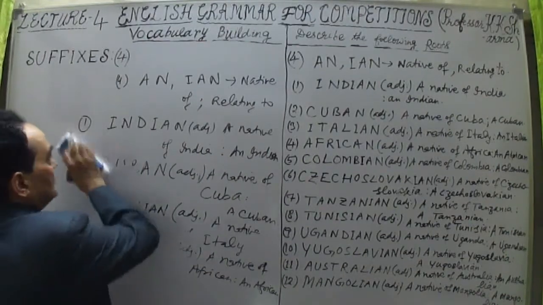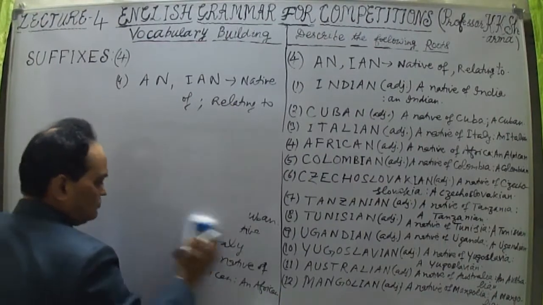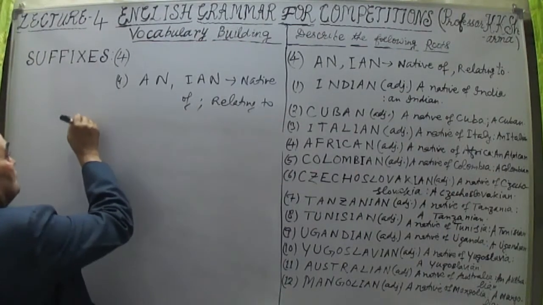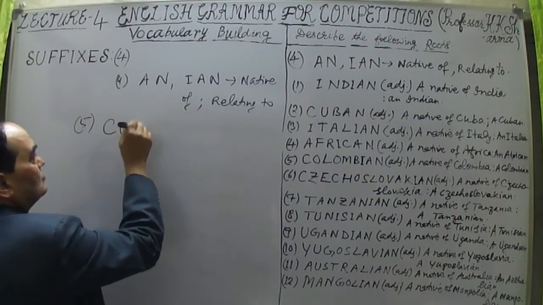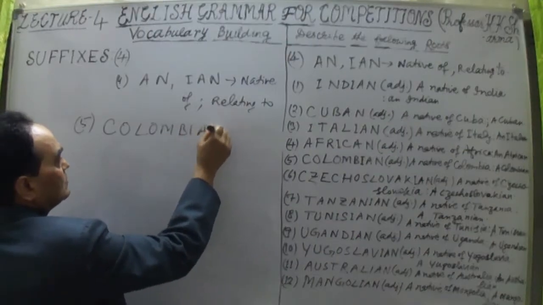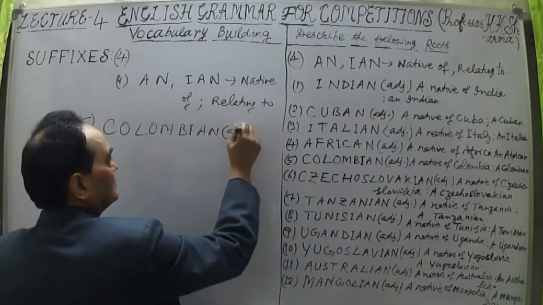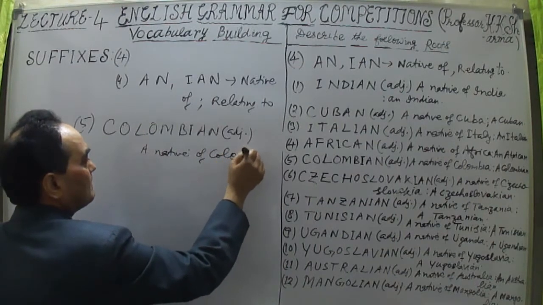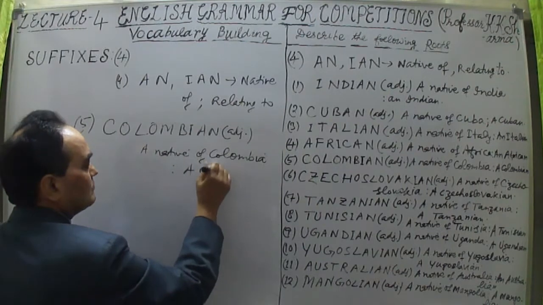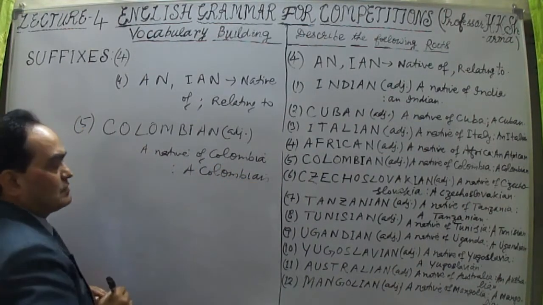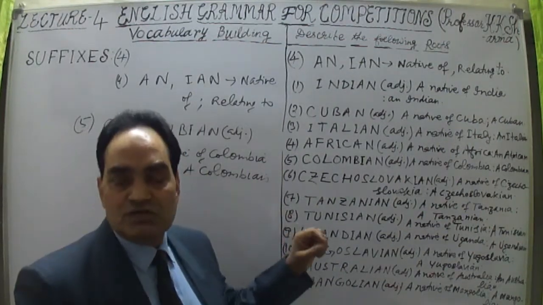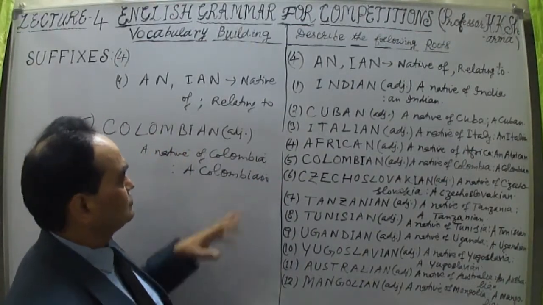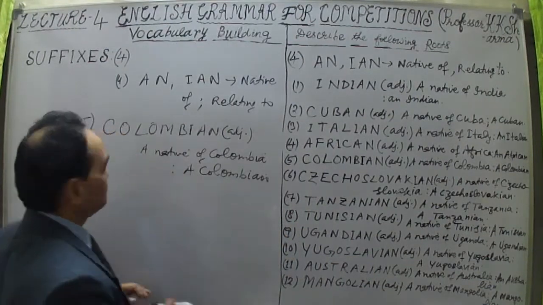Let me take other words now, fifth onwards. Up to now we have taken 4 words only, 4 adjectives related to different countries. Now the fifth word we have taken is Colombian. Again an adjective, a native of Colombia. A Colombian, we say, like that, as an example. So a native of Colombia is known as a Colombian, I-A-N. This is the fifth word we have taken.